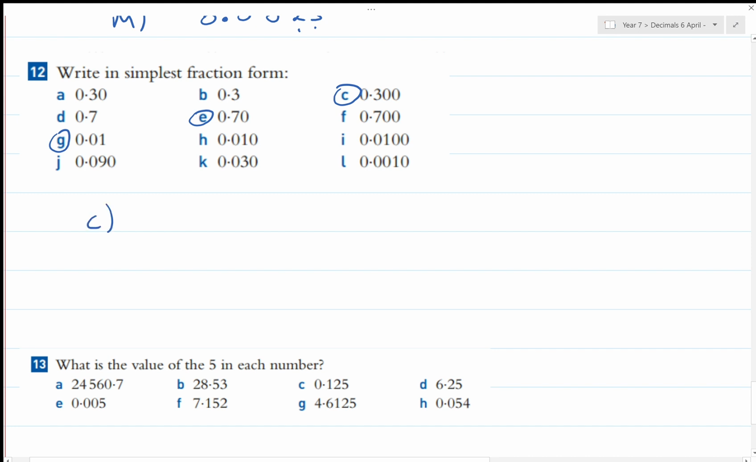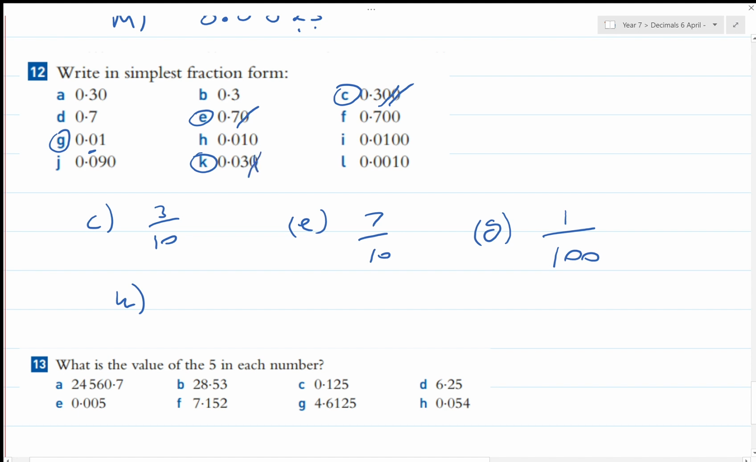So C, you don't need these zeros, do you? Just 3/10. E, you don't need this 0 either. It's just 7/10. G, this 0 matters because it tells me that there's 2 decimal places, so it's 100th, not 1000. So K, you don't need that 0, it's at the end, but you do need that one. So it's 3 over 100.